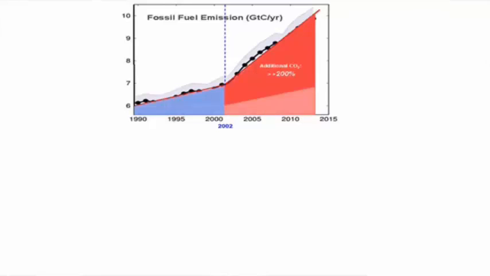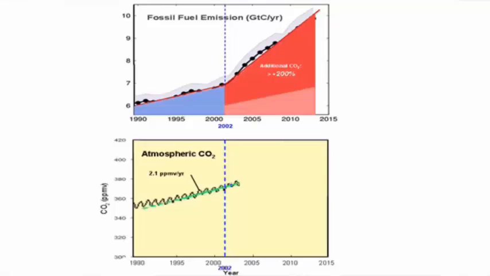Far more was emitted during the second decade than during the first decade. 200% more. During the same period, atmospheric CO2 also increased linearly. In the first decade, it increased by about 20 parts per million by volume, ppmv. During the second decade, its increase was virtually identical.